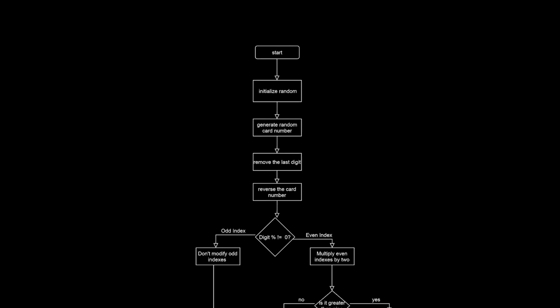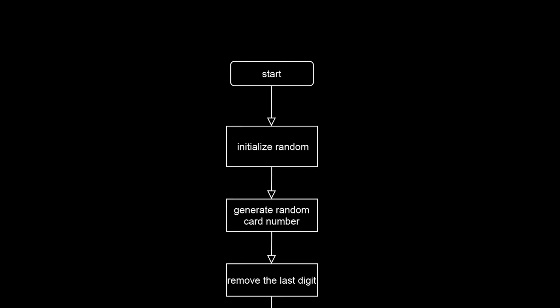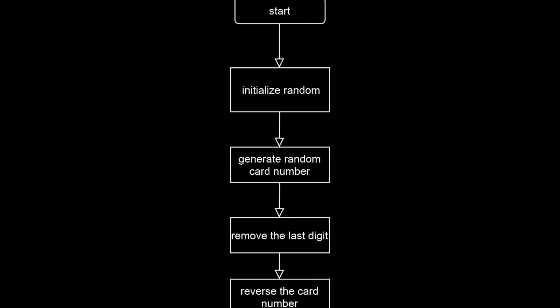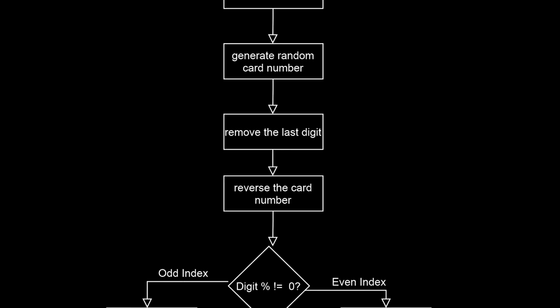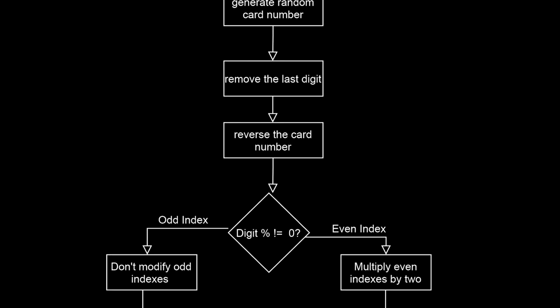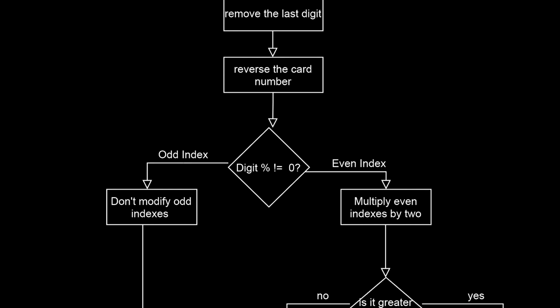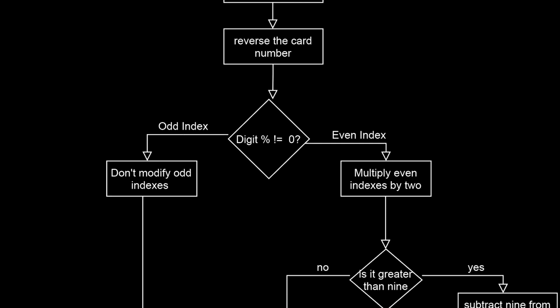This is the flowchart of our project. First, we started with start. Then we initialize random by importing random. Then we generate a random card number and we remove the last digit. And we reverse the card number by using the reverse function.